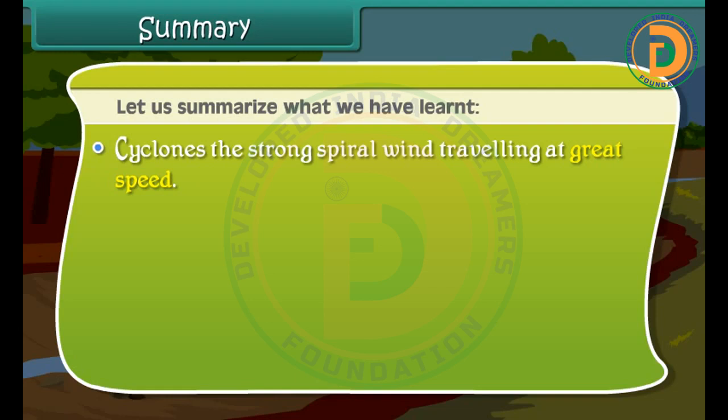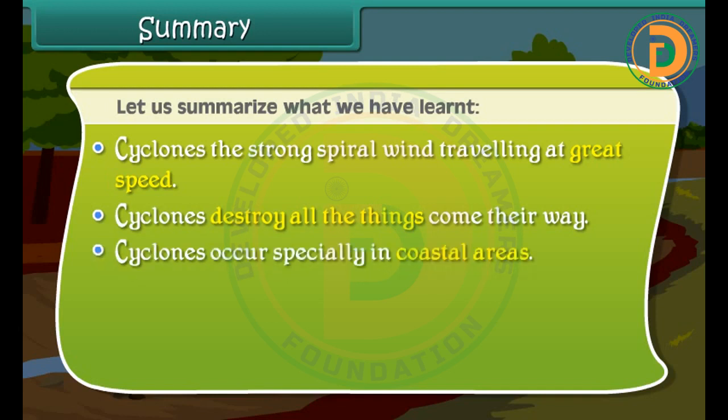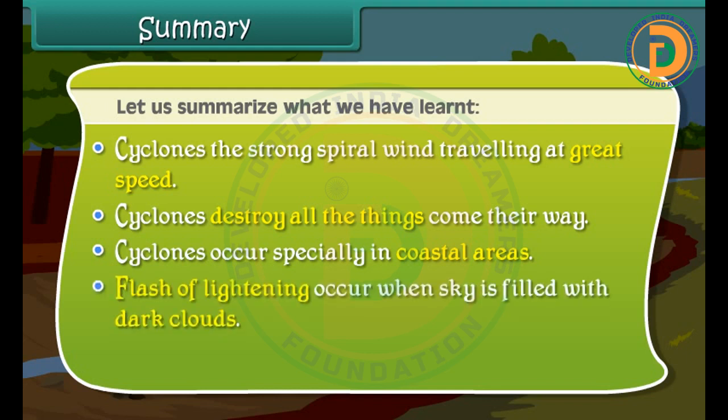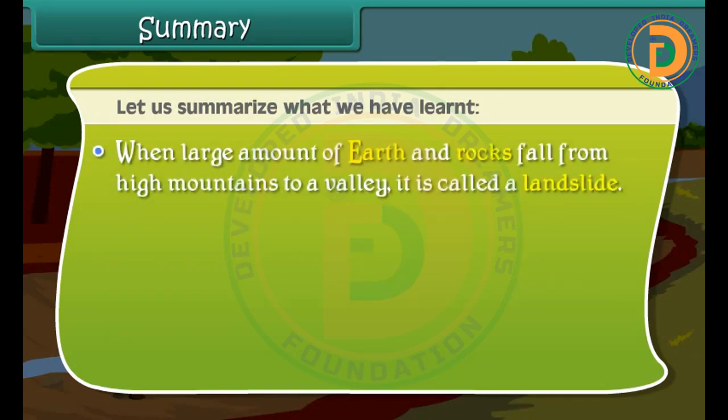Cyclones are strong spiral winds traveling at great speed. Cyclones destroy all the things that come their way. Cyclones occur especially in coastal areas. A flash of lightning occurs when the sky is filled with dark clouds. Lightning burns everything where it strikes. When a large amount of earth and rocks fall from high mountains to a valley, it is called a landslide.